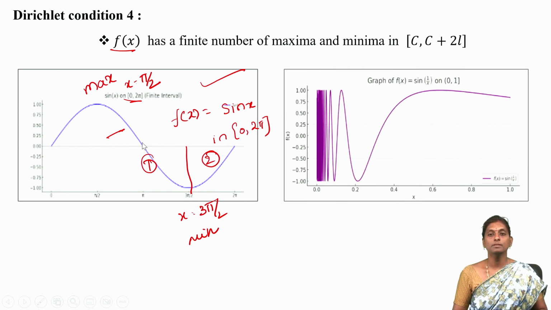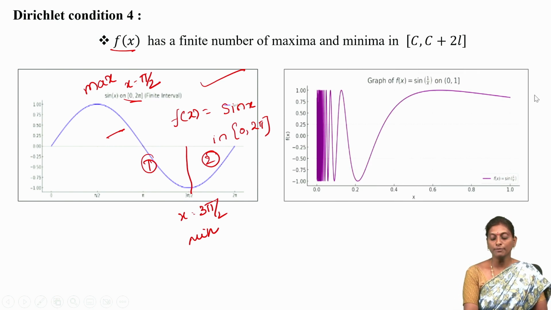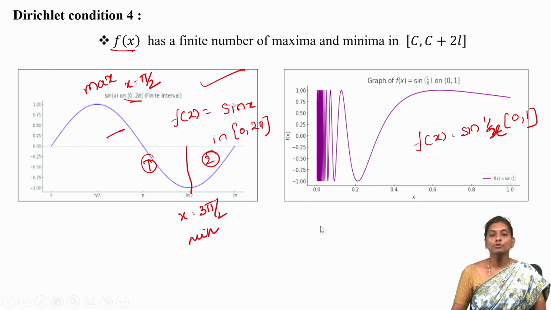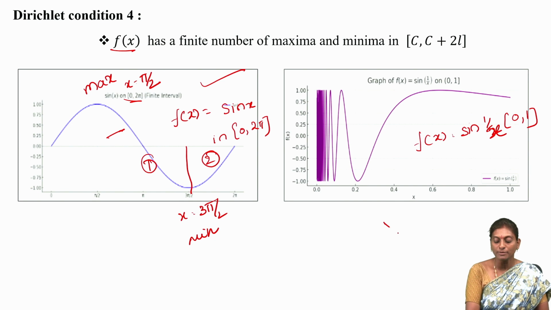And one more example. Here I consider the function f of x is equal to sine 1 by x in the interval 0 to 1. You observe that the function oscillates between minus 1 and 1, with an infinite number of jumps. So the number of maxima is infinite and the number of minima is also infinite in this case. So Dirichlet condition 4 is not satisfied for this function.